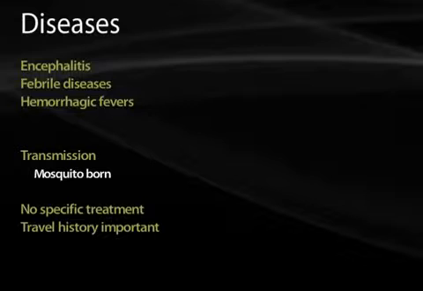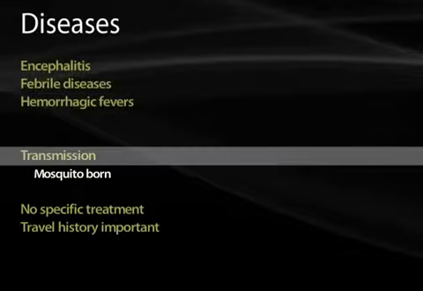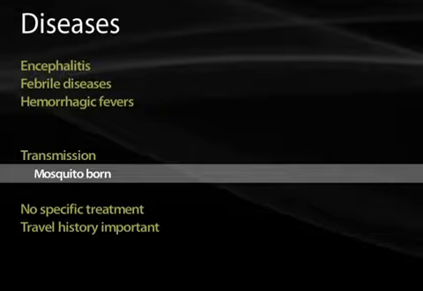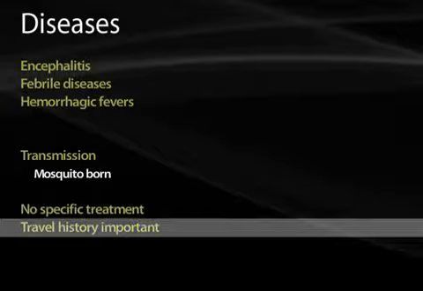Diseases caused by arbovirus include encephalitis, febrile diseases, and hemorrhagic fevers. The transmission is often mosquito-borne. We don't really have any specific treatment, and travel history can be important in finding out which virus is involved.